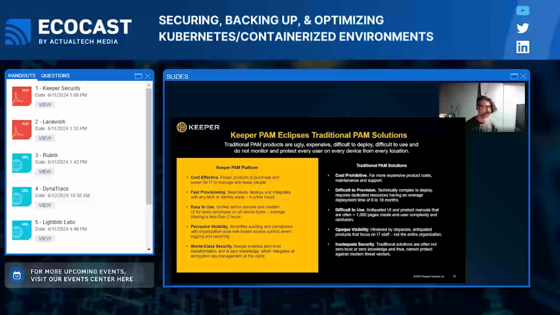Cost effective, right? Fewer products to purchase. Keeper covers all of these strategies in one solution, without being disparate. So cost effectiveness immediately kicks into play as you're only paying into one platform. Fast provision. We integrate with identity providers, any identity provider you can think of as far as SAML 2.0 goes, and SCIM provisioning for that automated provisioning. It's not so difficult anymore when 18,000 users can automatically get created in the platform, onboarded, and utilize the system.